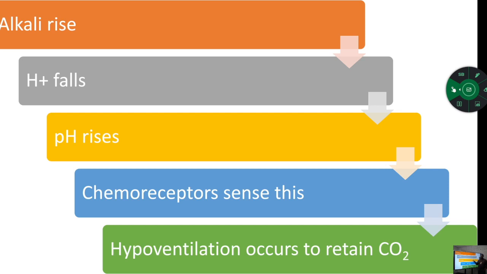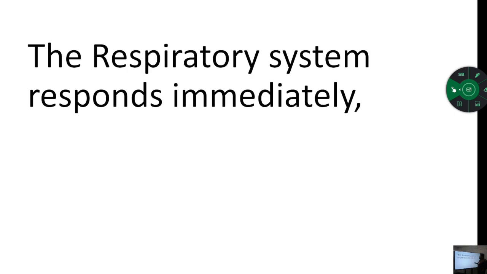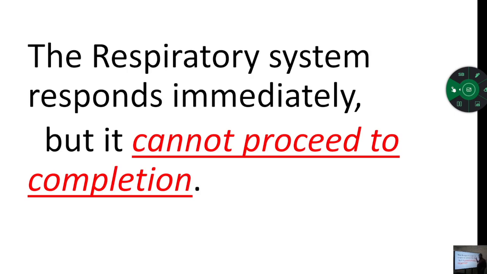So the two mechanisms we just saw: one was with the help of hemoglobin, with the reversal of the chloride shift, and the other was the regulation of the respiratory rate with the help of chemoreceptors. The respiratory system responds immediately, but the problem with it is that it cannot proceed to completion. It is not a permanent solution.